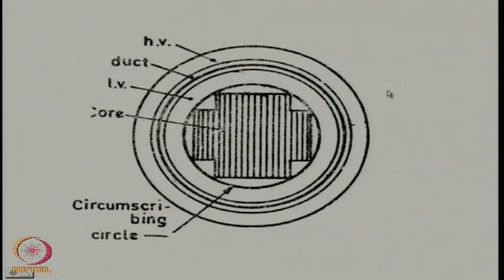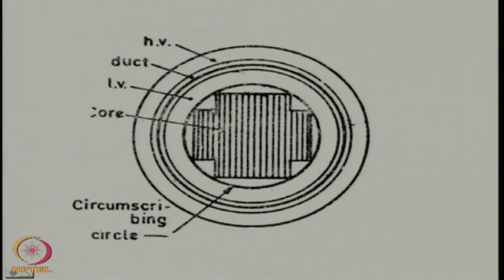So, the core, as we can see, has a strange shape like a cross. This is called the cruciform core. The reason is simple. The LV and HV winding both are circular and they are placed on cylindrical surfaces.